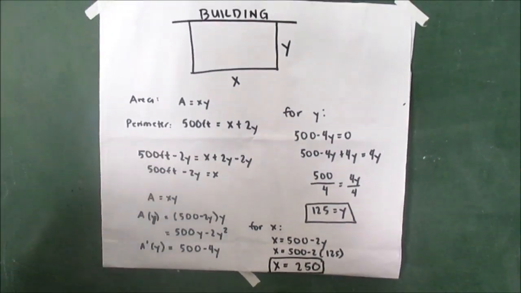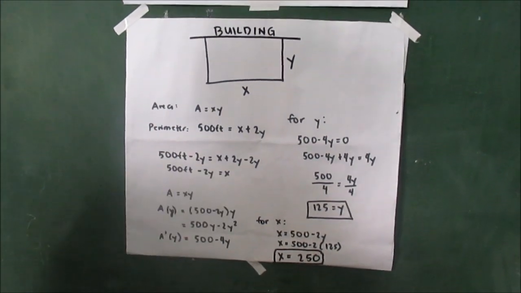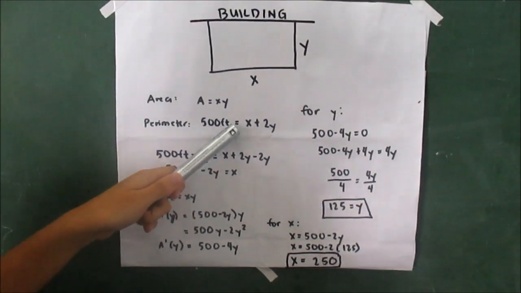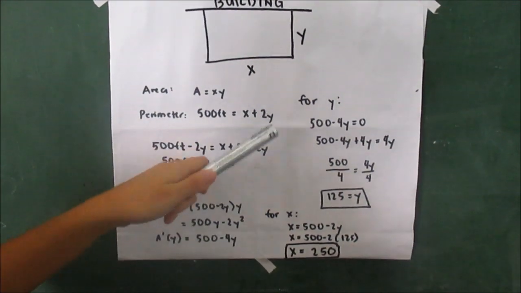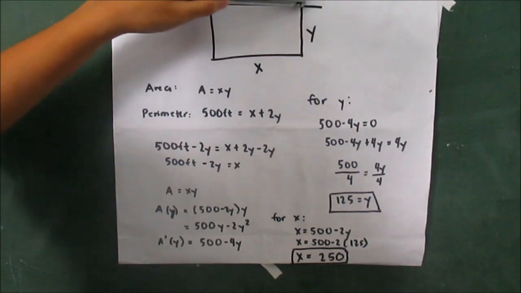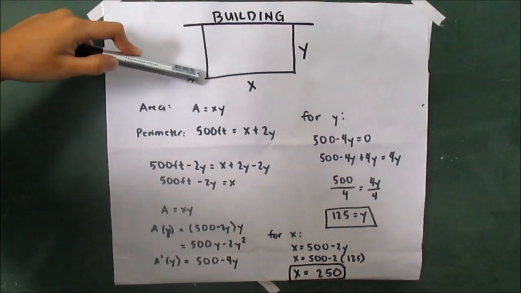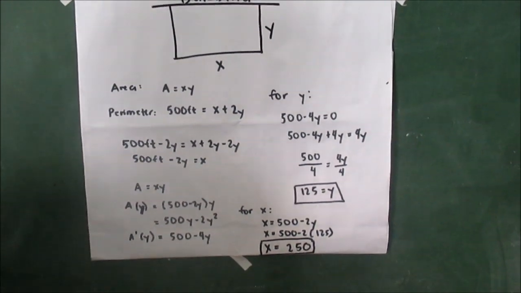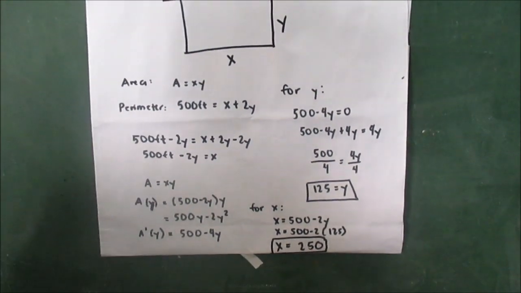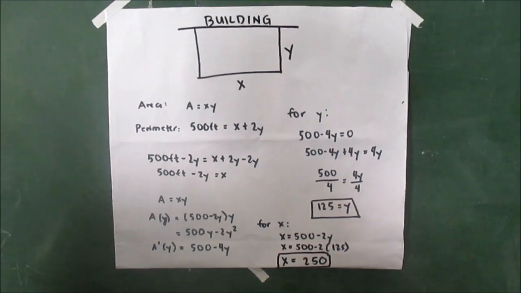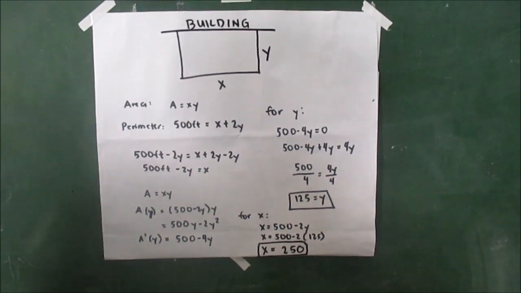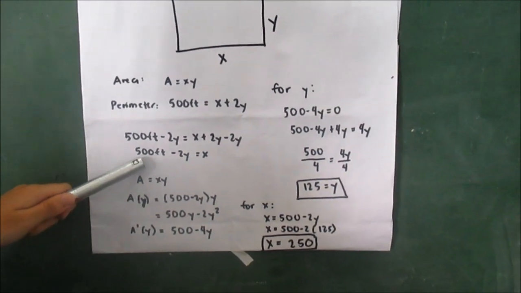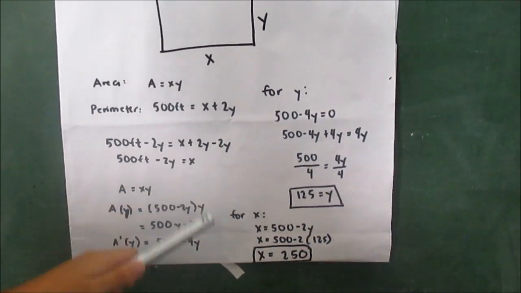A is equal to x times y, and the perimeter, which is 500 feet, is equal to x plus 2y. 2y because this side here is equal to this side here, so y plus y is equal to 2y. Next we will use the perimeter equation, and to get the value of x, we will subtract 2y from each side, so we are left with 500 feet minus 2y is equal to x.